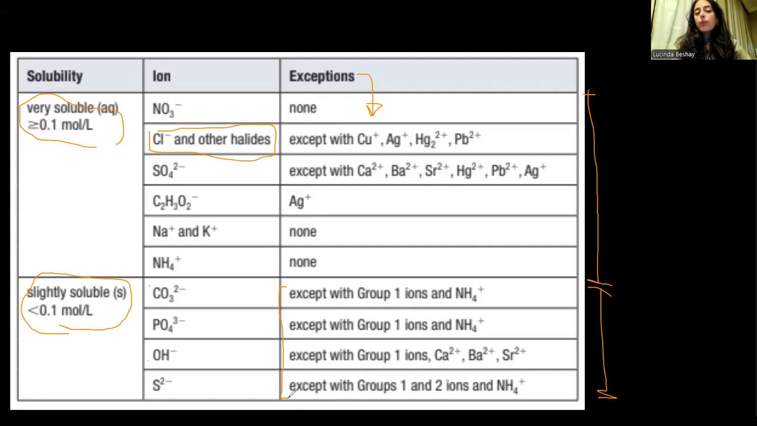Now, the PO4 3 minus is also the same case. So is the hydroxide. The hydroxide is normally insoluble unless it's paired with group 1 ions or calcium, barium, and strontium. But if we have, for instance, iron hydroxide, that's insoluble.